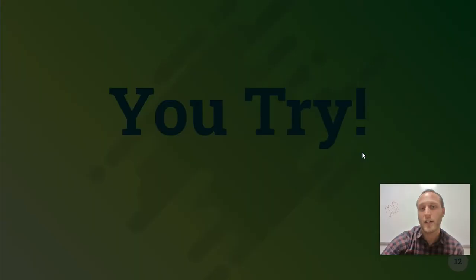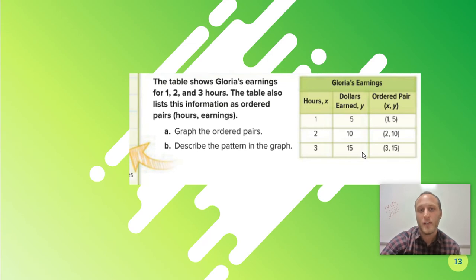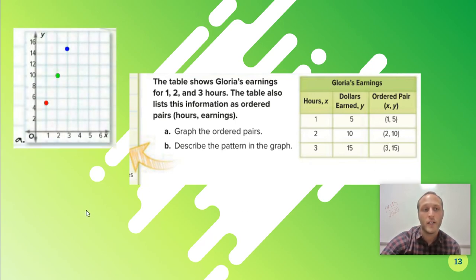All right, now I want you to try a few. So if I were to give you a table here, it says the table shows Gloria's earnings for 1, 2, and 3 hours. Here's our table. We have 1, 5, 2, 10, 3, and 15. And here's our ordered pairs, 1, 5, 2, 10, 3, and 15. So I graphed them over here, and I want you to determine if this is correct.